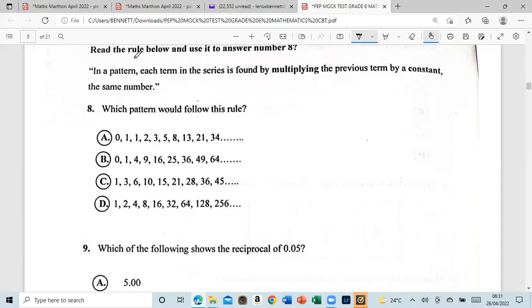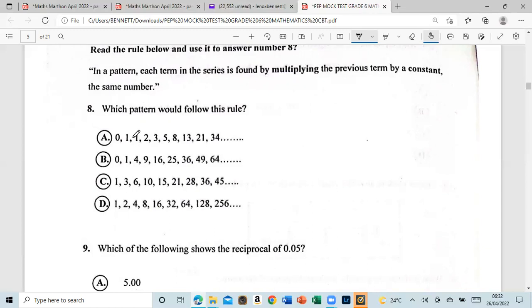Read the rule below and use it to answer number 8. In a pattern, each term in this series is formed by multiplying the previous term by a constant. Now, a constant means the same number, right? See, they even say that. The same number, right? Which pattern would follow this rule?